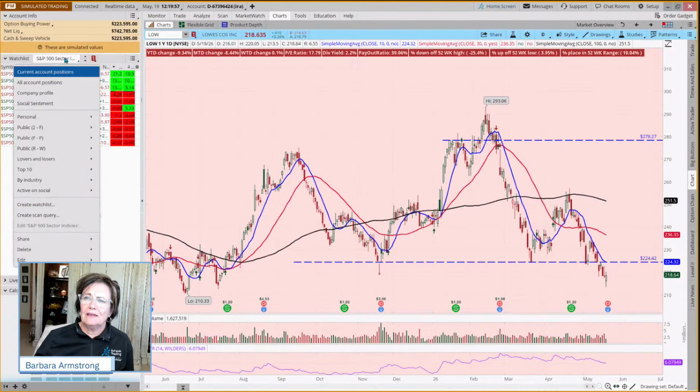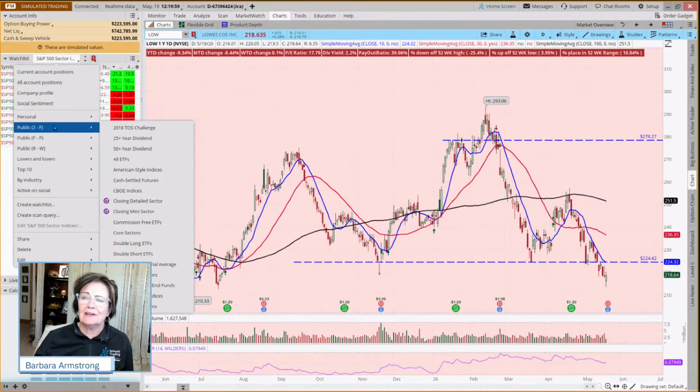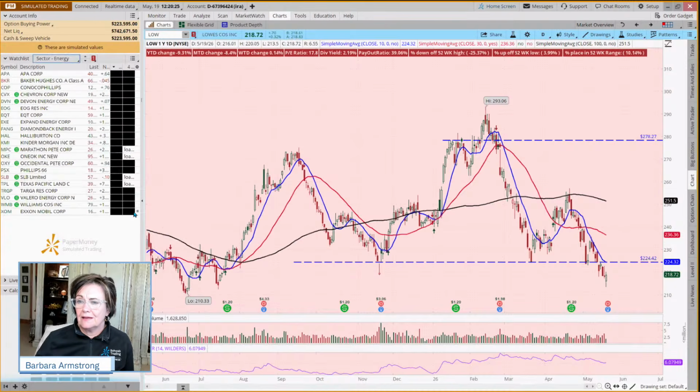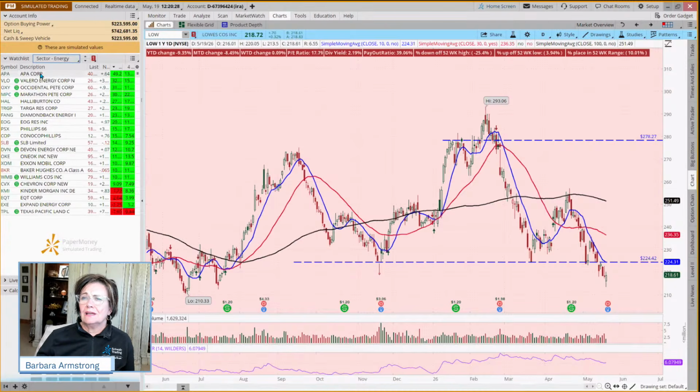So, if you don't have this scan, it's very easy to create a scan of all the sectors and save them. And if this has one of these little, I used to play darts, so I think of this as a dartboard, something with a dartboard or a bullseye beside it. Every time you click on it, it will pull up all the stocks that are part of the energy sector that are also part of the S&P. Okay. And I've linked this to the chart.